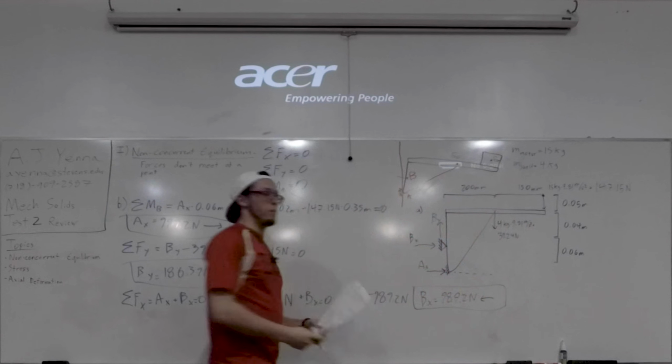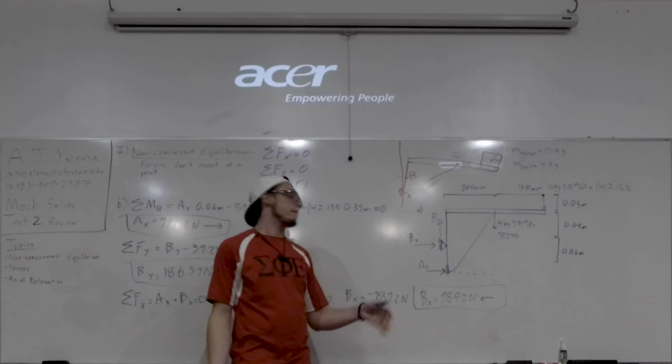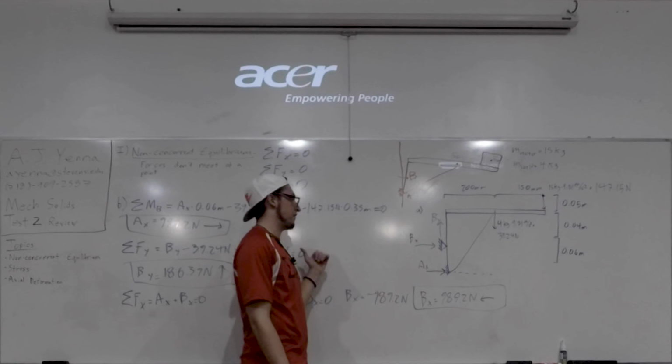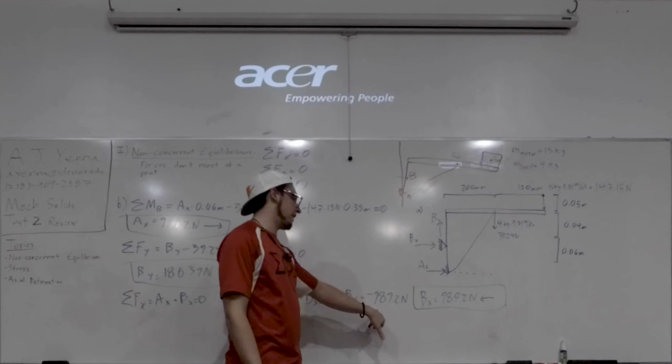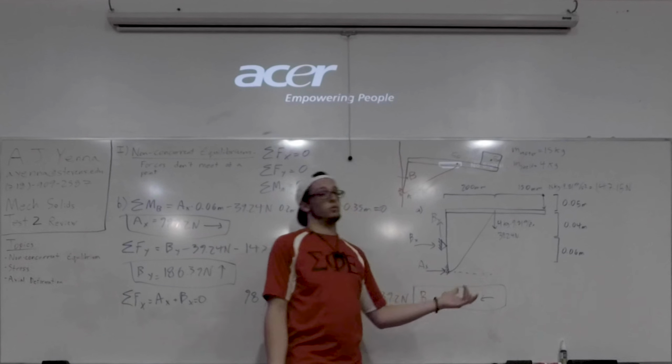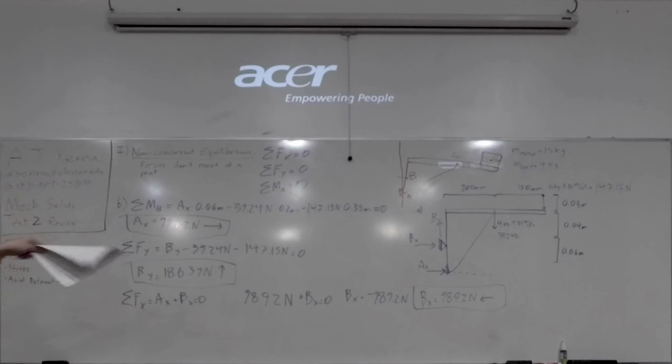And if at the beginning of the problem I had assumed that Bx is to the left and I had drawn the arrow like that and I had calculated all my moments assuming that this guy was going to the left, I would have gotten a positive value here, and then it would have agreed with that, and it still would have stayed to the left. So no matter which way you assume your vectors to be, you're going to get the same thing in the end as long as you follow the math through correctly.